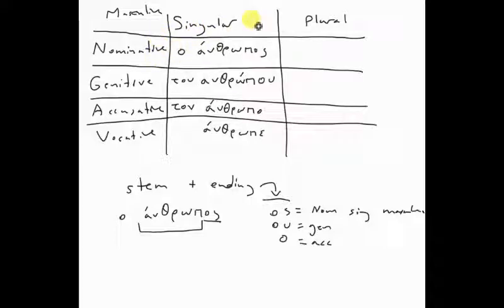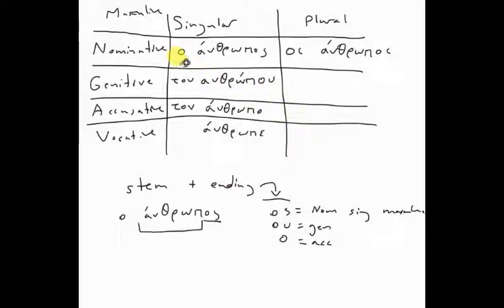The masculine nominative plural definite article is e. And we said that the stem is the same. So anthrop, and the ending is e. Anthropi. So these two vowels are the same. In ancient Greek, the ending and these two vowels were the same. It's a pattern that helps you to remember what the ending is.